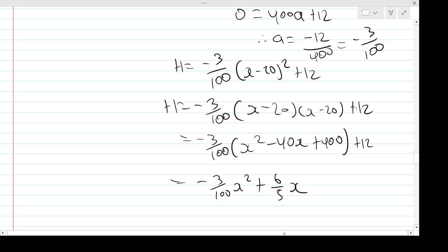And then 400 times minus 3 over 100 is going to be minus 12. Add 12. Well, they cancel, right? So I'm just simply left with this, right?